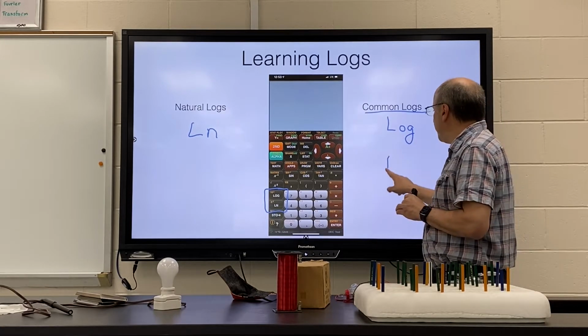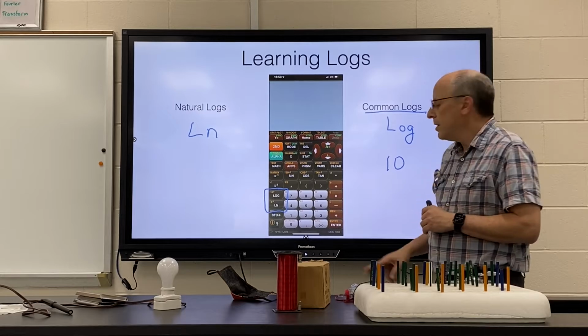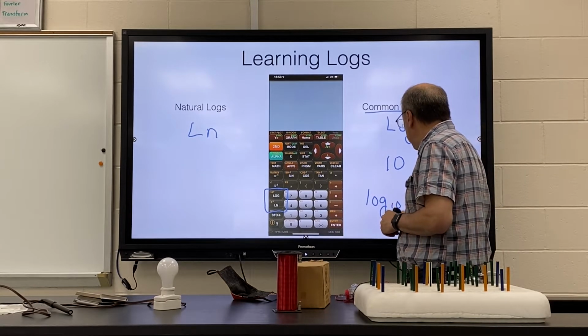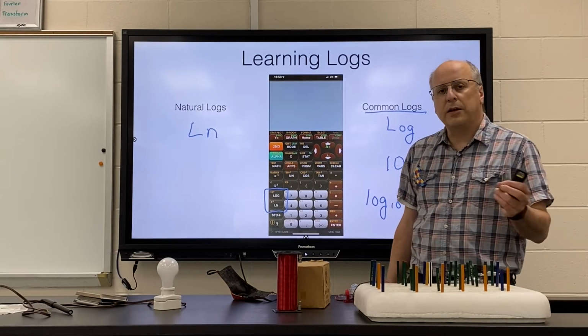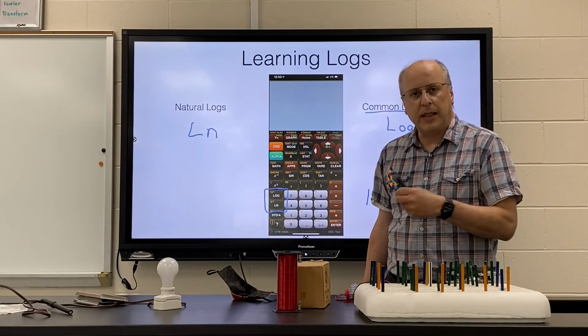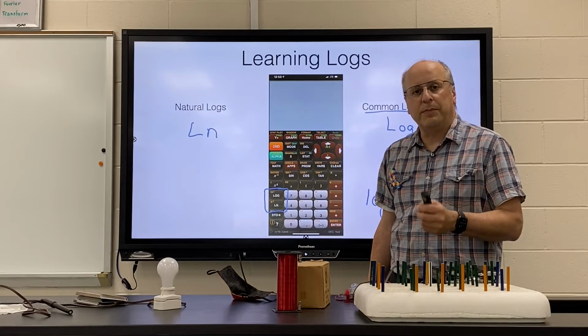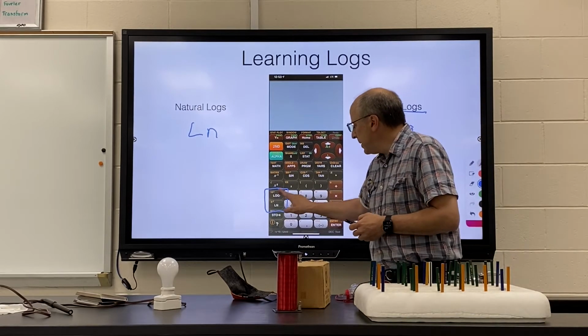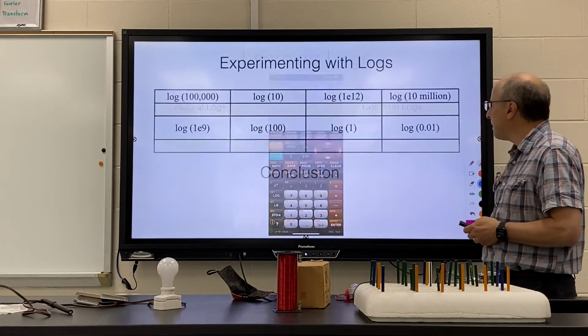It's based off of log base 10. So when you were learning logs, you probably learned lots of different bases. We're going to use log base 10, common logs, the one that is programmed into almost every single scientific calculator and goes by the key LOG.